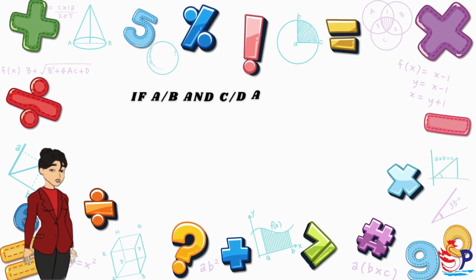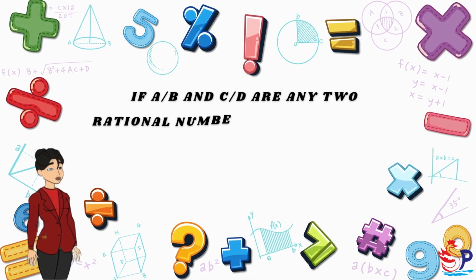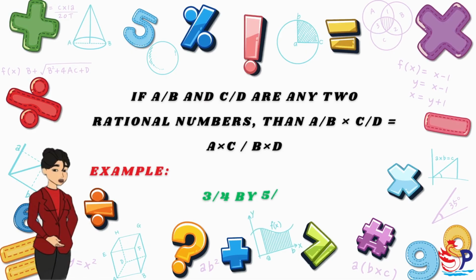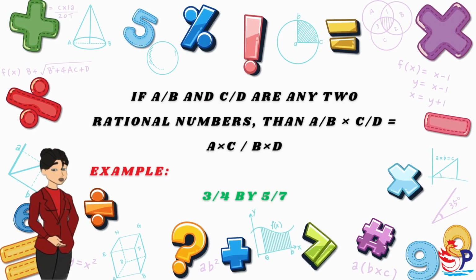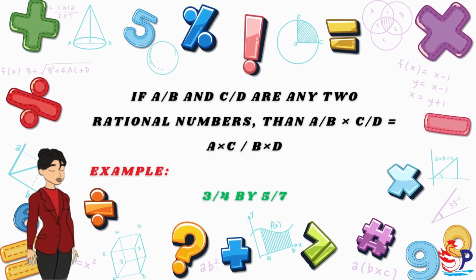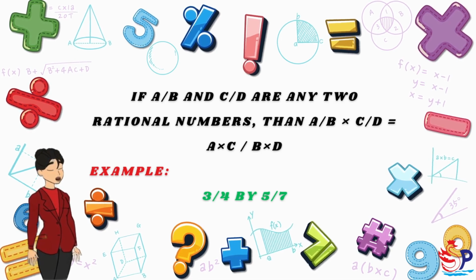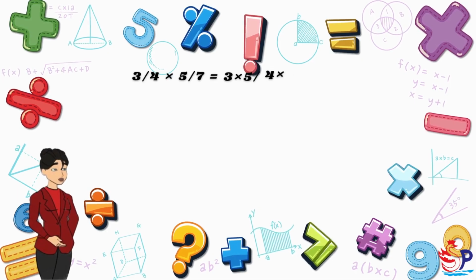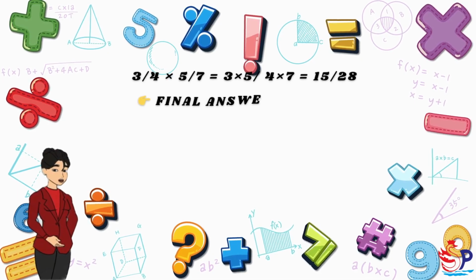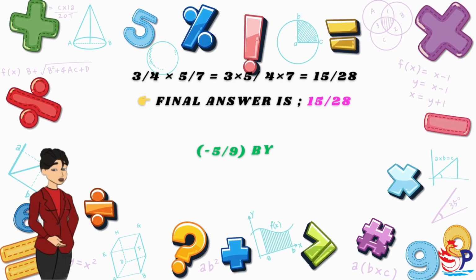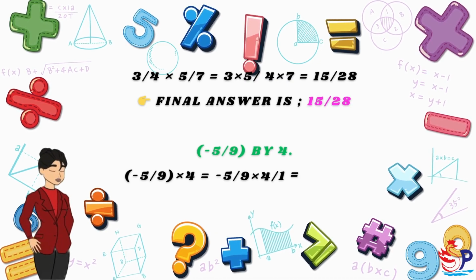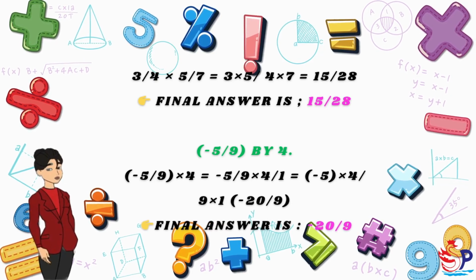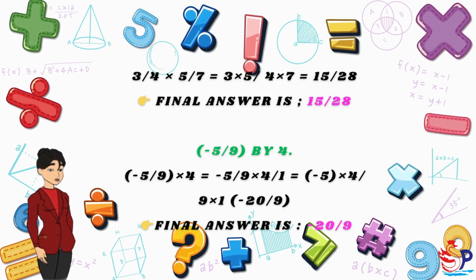If a/b and c/d are any two rational numbers, then a/b multiplied by c/d is equal to a multiply c by b multiply d. Example: 3/4 times 5/7. 3/4 multiply 5/7 is equal to 3 multiply 5 by 4 multiply 7 is equal to 15/28. Final answer is 15/28.